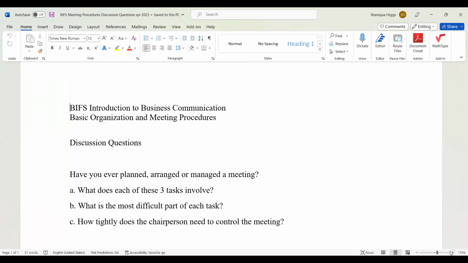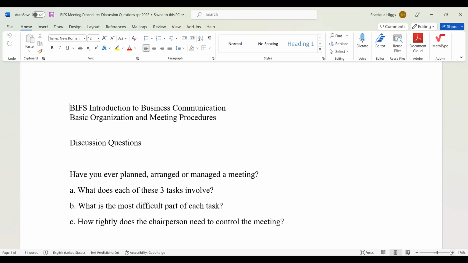Anyone who's planned a meeting, I want you to think about what each of the 3 tasks involve. What does planning a meeting involve, or arranging a meeting, or managing a meeting? What do you think is the most difficult? Actually, 2 tasks, planning and arranging, are closely aligned. And then, what is the role of the chairperson? How tightly do you think he or she needs to control the meeting?